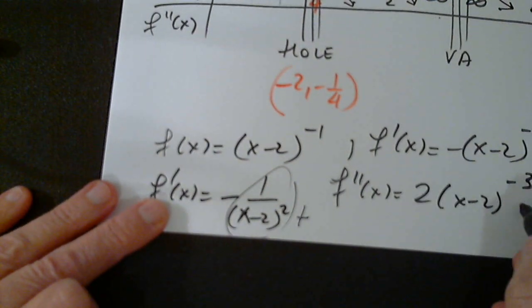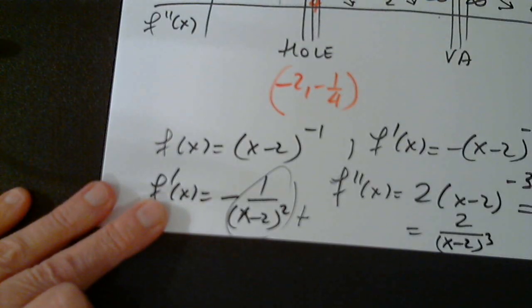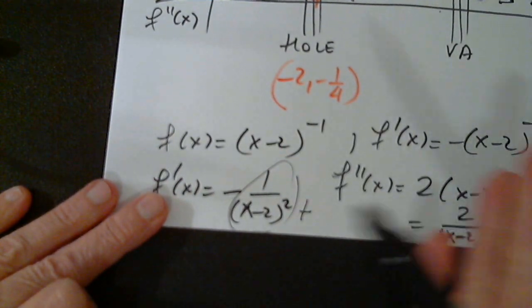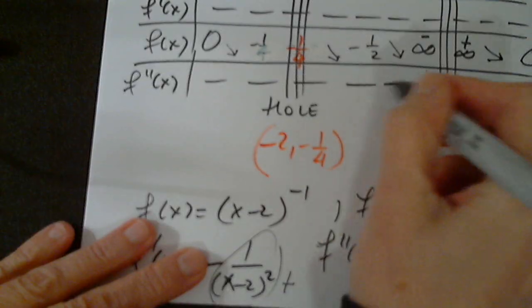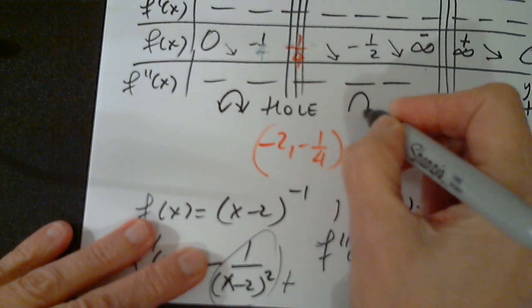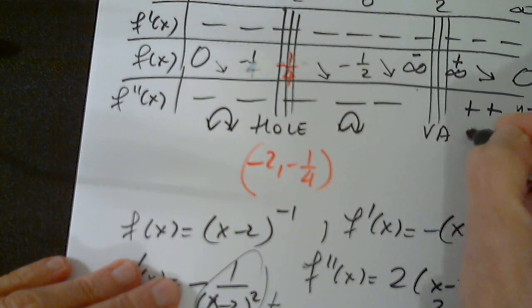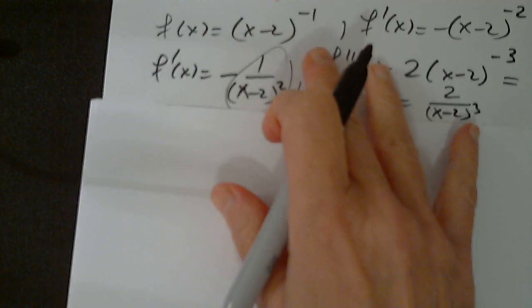The second derivative, however, can be negative or positive. So depending on x minus 2. To the left of 2 is negative. To the right of 2 is positive. And that's it. There is nothing else. So now we can graph the function.